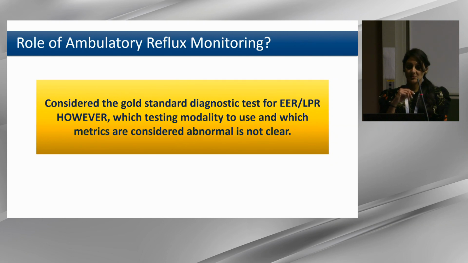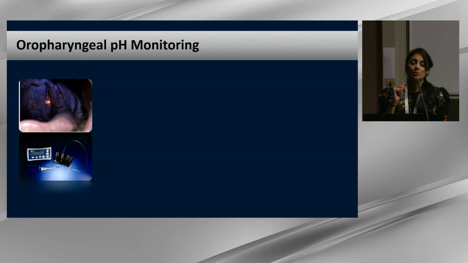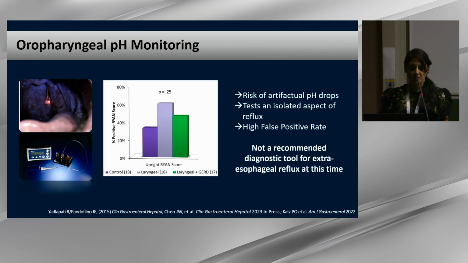So lots of questions with ambulatory reflux monitoring. I'll briefly touch on oropharyngeal pH monitoring. When this first came out, there was a lot of excitement that this might be the diagnostic test for LPR. So it's an office-based pH sensor that sits in the oropharynx. And our group and many others looked at this, and generally across the board, there was a high risk of artifactual pH drops and high false positive rates. So really across the board now, oropharyngeal pH monitoring is not considered to be a diagnostic tool for extraesophageal reflux.